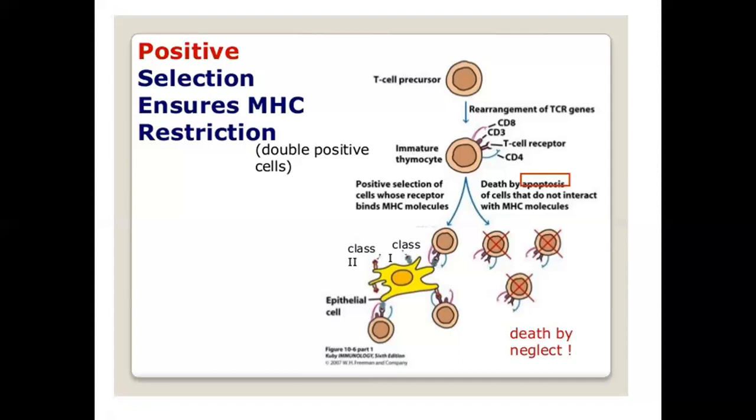Those cells which are not binding to the MHC molecules do not interact. So in positive selection, the cells whose receptors bind to the MHC molecules survive, and the cells which do not interact with the MHC molecules undergo death by apoptosis.